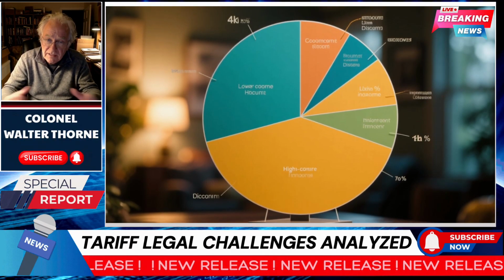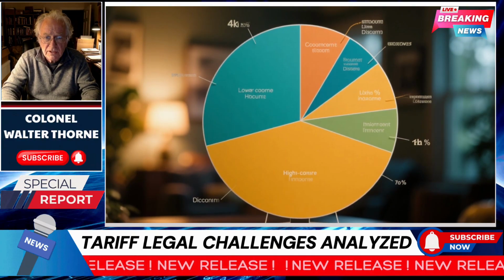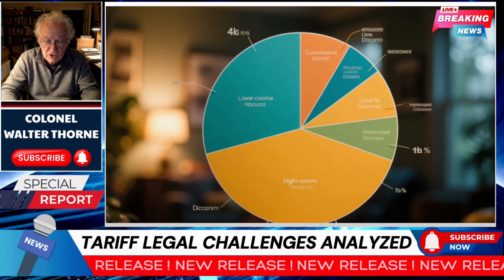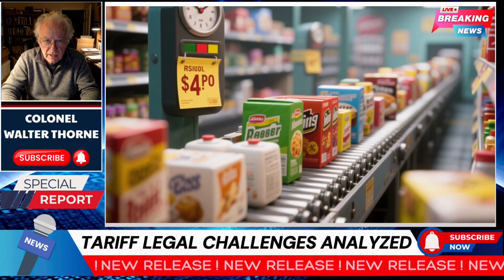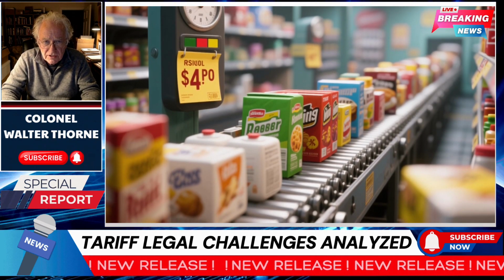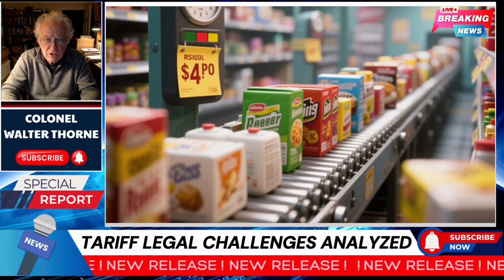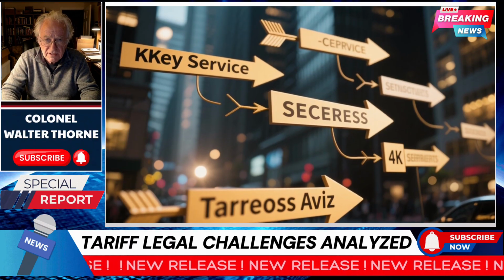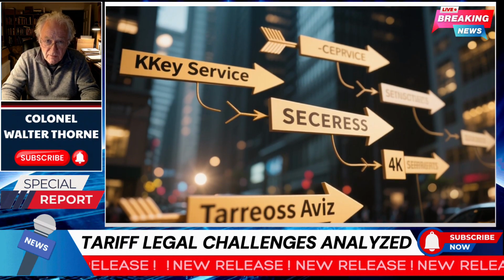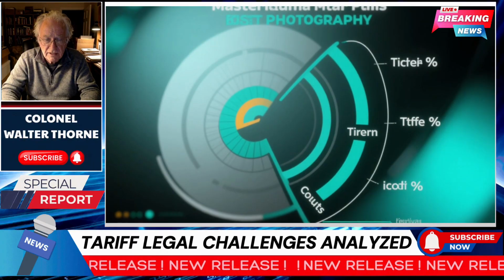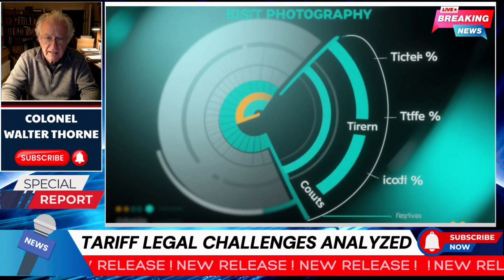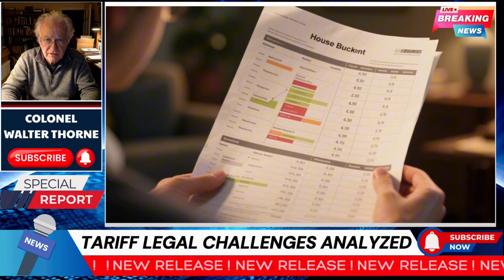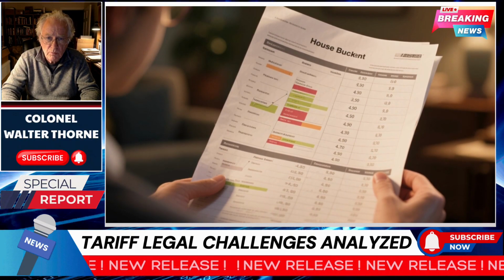A household spending 30% of income on goods, subject to tariffs that increase prices by 10%, experiences a 3% reduction in real income. A household spending 15% on such goods experiences 1.5% income reduction. Given that lower-income households spend higher proportions on goods, they face larger relative impacts. Middle-income households also face significant effects, but with somewhat smaller proportional impact. Higher-income households allocate relatively more to services and to goods categories less affected by tariffs, experiencing smaller proportional impacts.